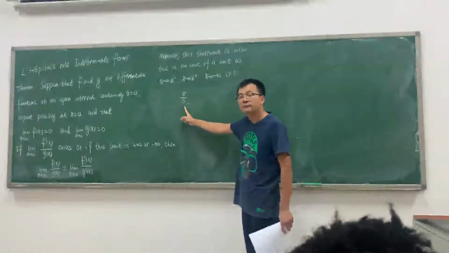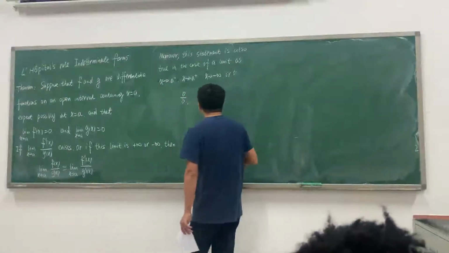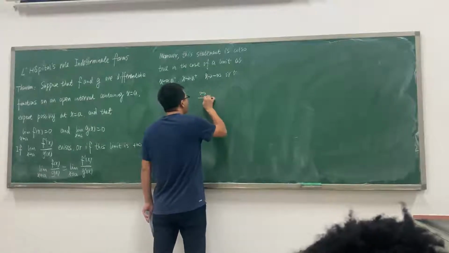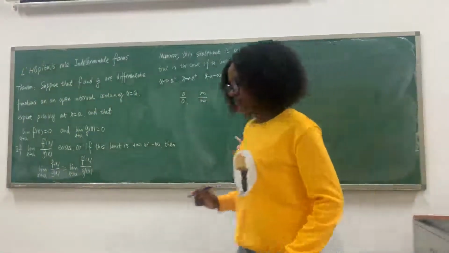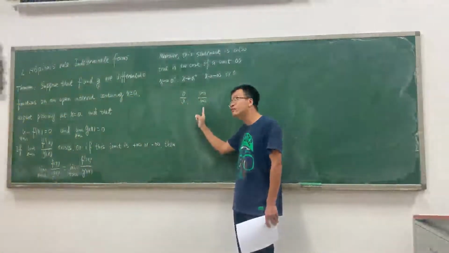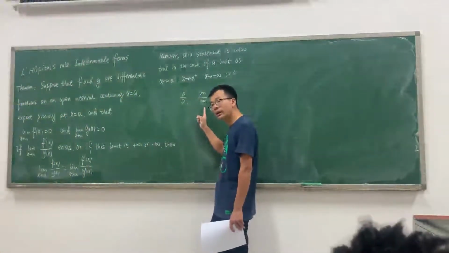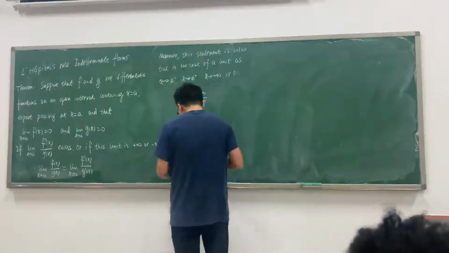Is the first. The second is what? The second is infinity by infinity. Okay? Infinity by infinity. So infinity by infinity for this indeterminate form. Okay? For this indeterminate form, so we have what?